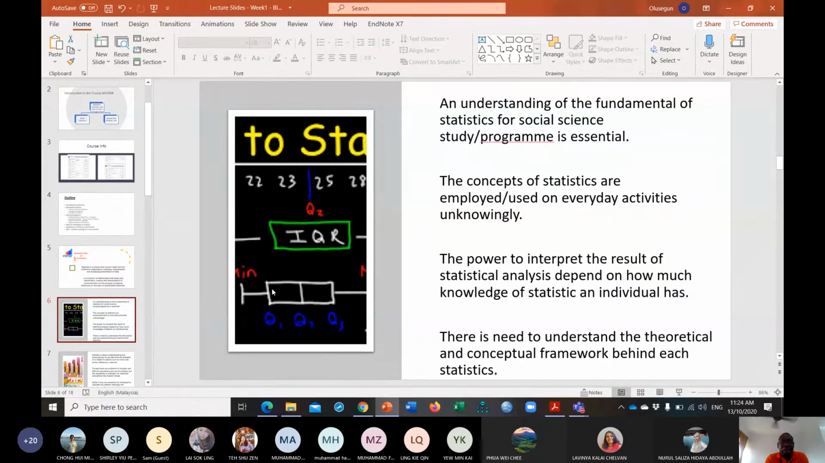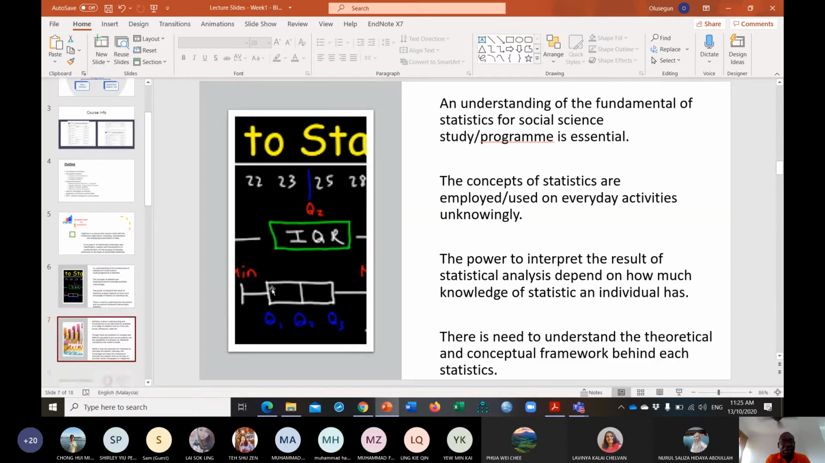So we just need to have a kind of conceptual framework understanding so that we know where and how to apply statistics in our studies and in our daily activities.